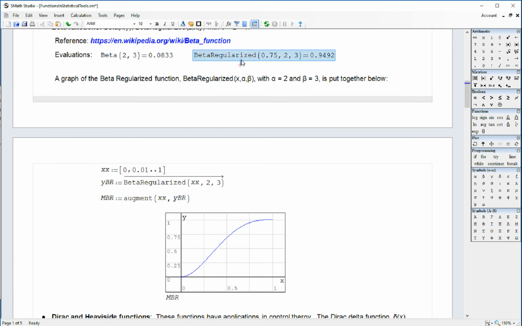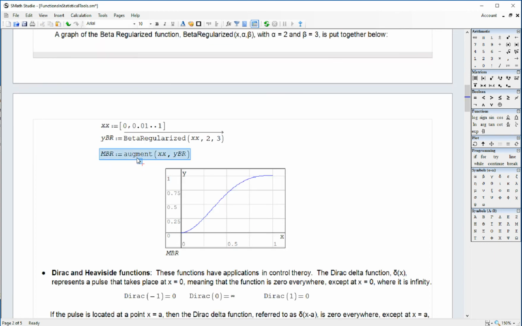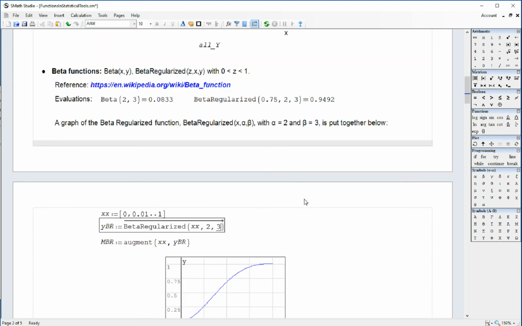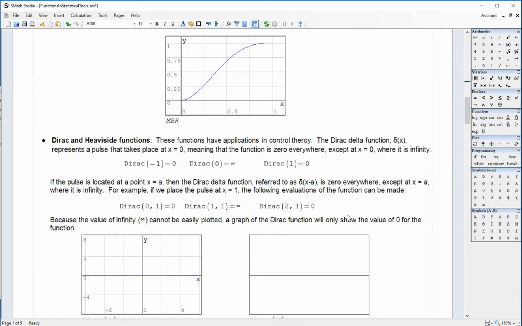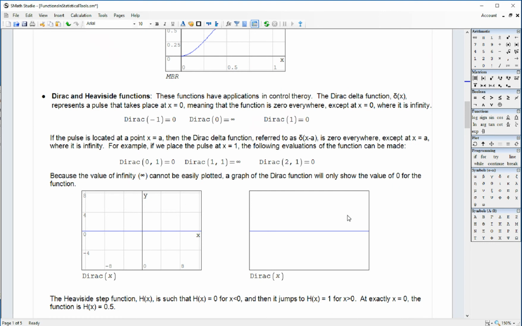For the beta regularized, I can give values of an independent variable for the first argument, and I can produce a plot of that beta regularized function for the parameters alpha equal 2 and 3. Again, I'm just showing you the application and not giving you any information about the definition of those functions. Dirac and Heaviside functions.